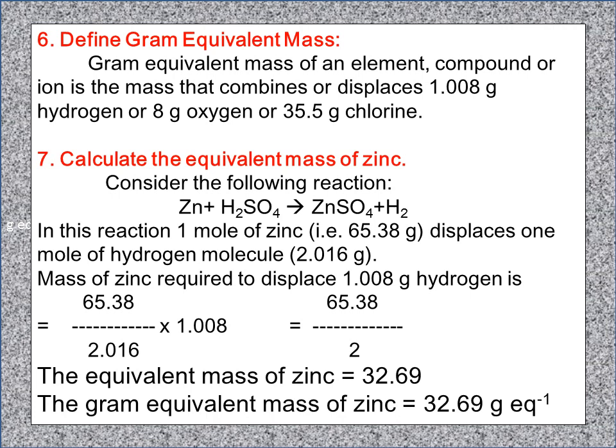Therefore, for 1.008 grams of hydrogen, what will be the value? For 2.016, the amount of zinc used is 65.38. So, for displacing 1.008 grams of hydrogen, we should multiply by 1.008. 2.016 and 1.008 get cancelled for 2 times. So, 65.38 by 2 will give you 32.69, which is called the equivalent mass of zinc. If you express that in gram per equivalent, we call it the gram equivalent mass.